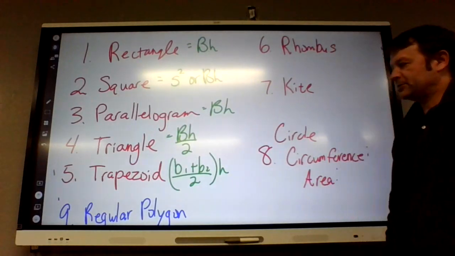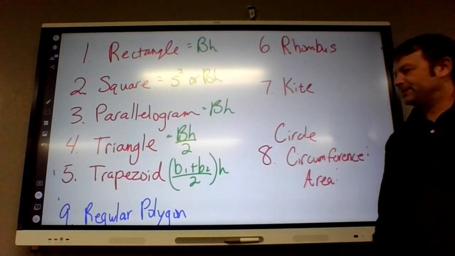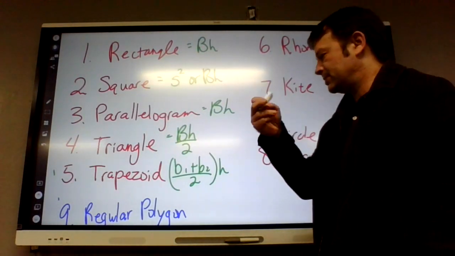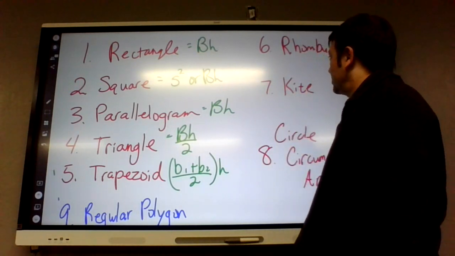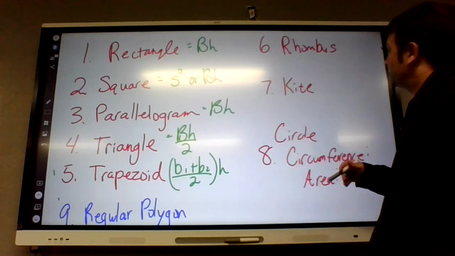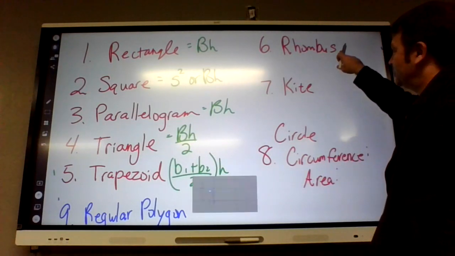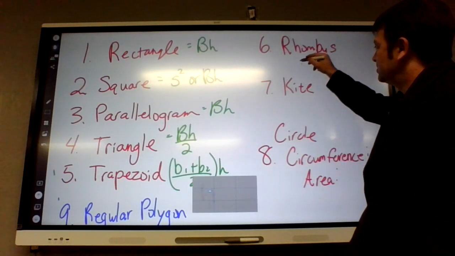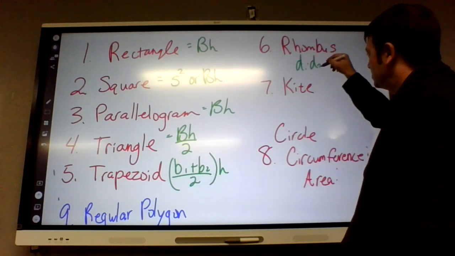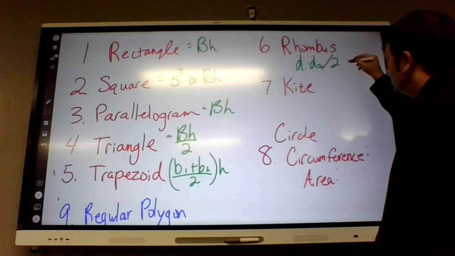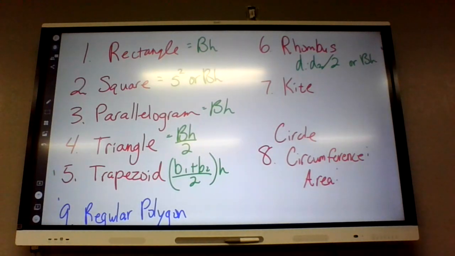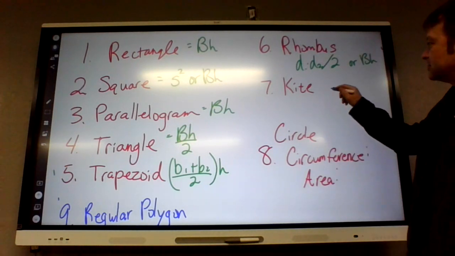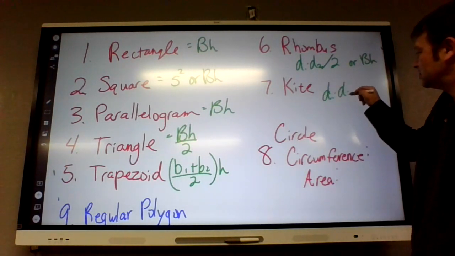There's more than one way to write that formula. The formula sheet has a different way, and our book has another way, and that's the way I like though. Okay, let's go up to rhombus. Diagonal 1 times diagonal 2 over 2. Technically it is also base times height. The book just didn't ask questions where you had the base and height on the rhombus. Kite: diagonal 1 times diagonal 2 over 2.